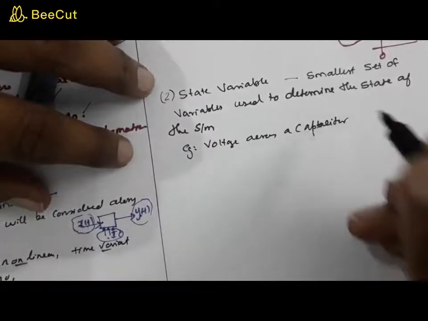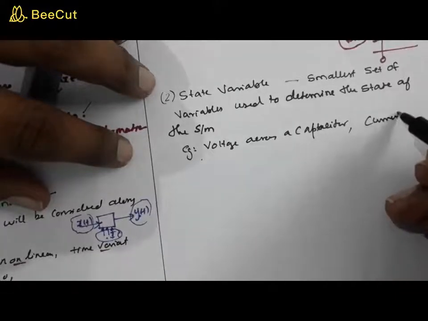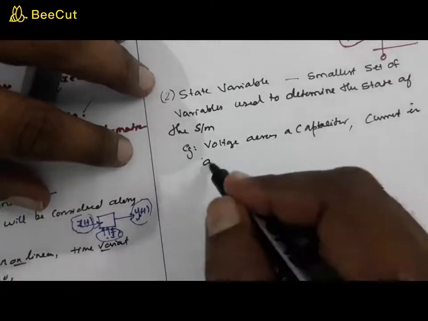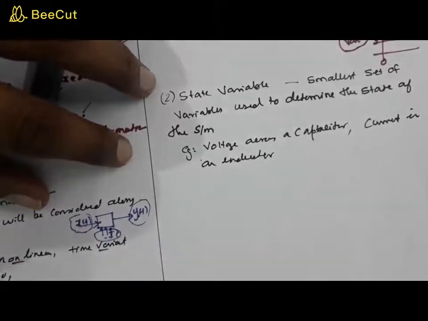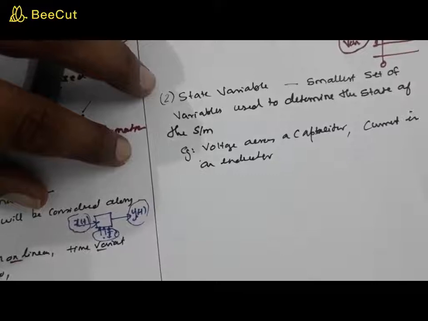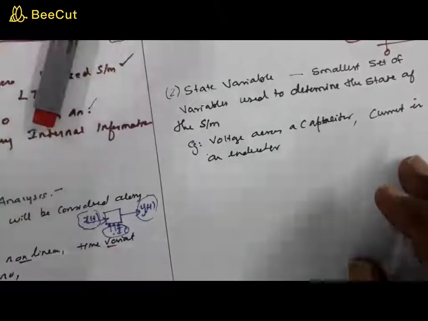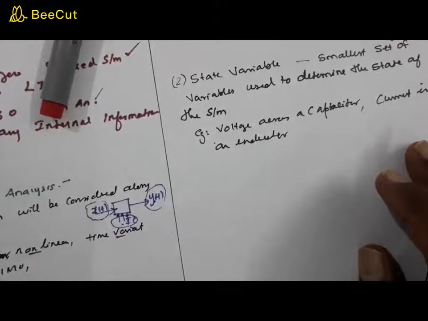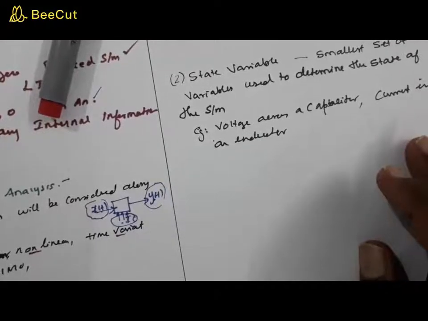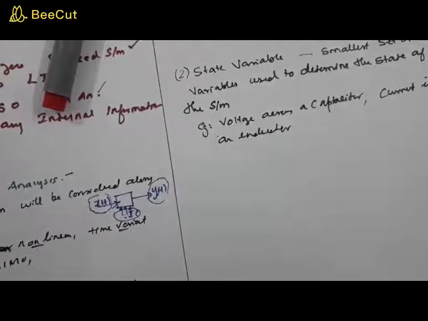Then another example is current in an inductor. So all these can be used as variables which determine the state of the system, or which determine the history of the system. Those variables which are used, or those sets, are called state variables.